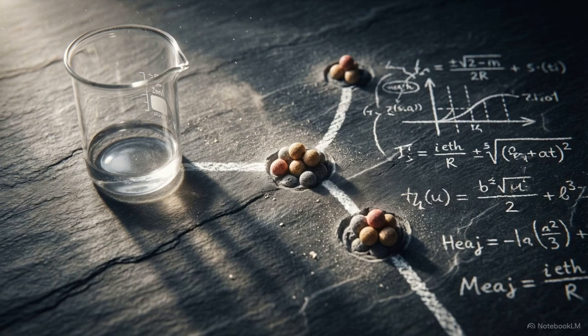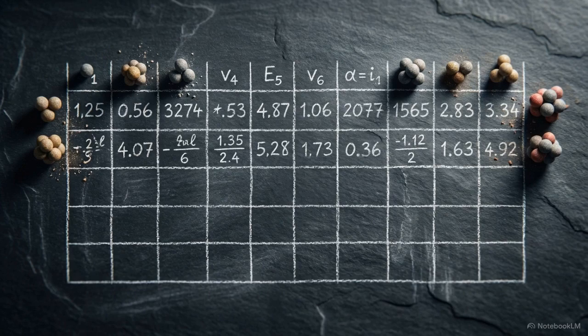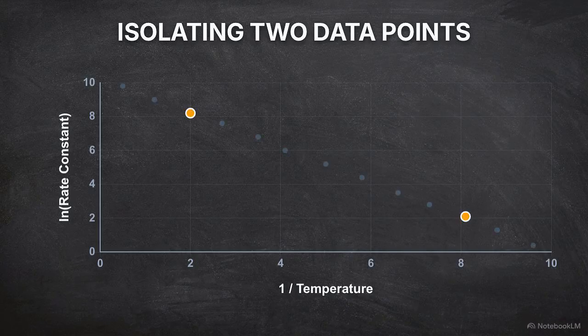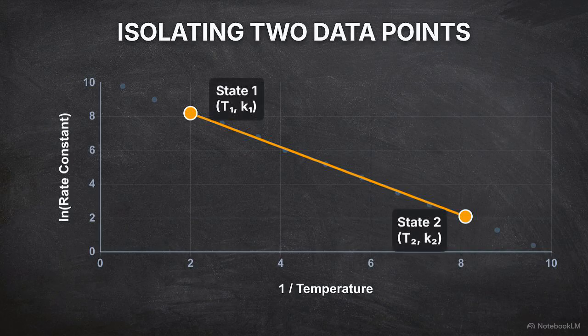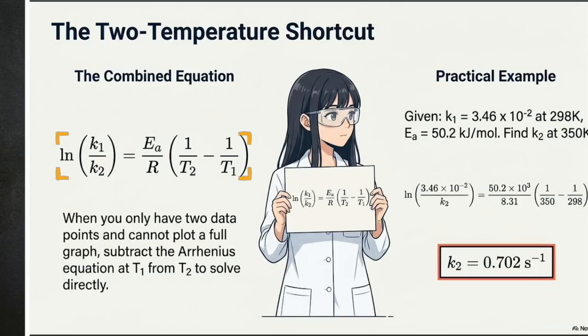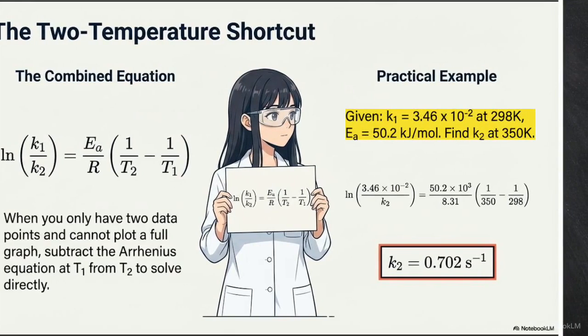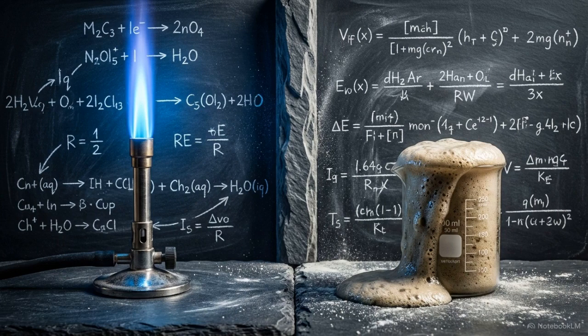In many engineering contexts, full datasets are unavailable. When only 2 data points are known, we use a more direct method. The 2-temperature shortcut combined equation calculates reaction rates by comparing 2 specific states. Here, knowing the baseline rate and activation energy lets us isolate the variables and find the new rate constant at 350 Kelvin. This methodology provides a complete picture of how temperature dictates the speed of chemical change.